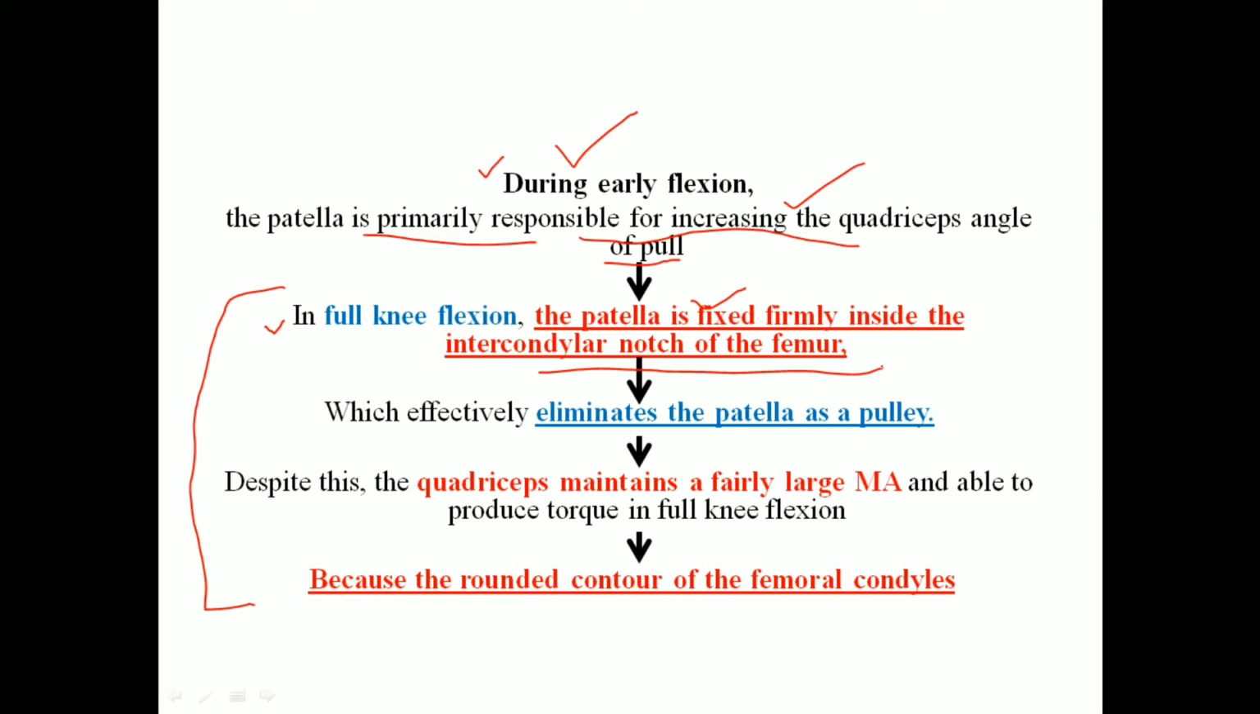Okay, there is one more structure, known as the intercondylar tubercle, which is present on the tibia and separates the medial and lateral condyles of the tibia. But here we are discussing the intercondylar notch.